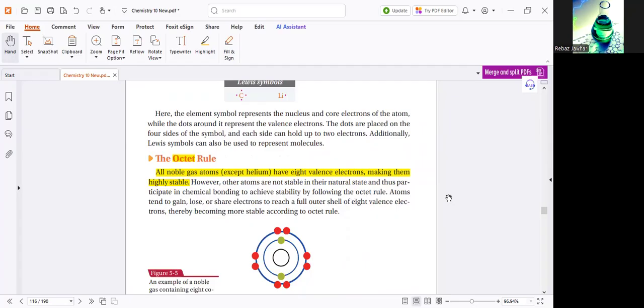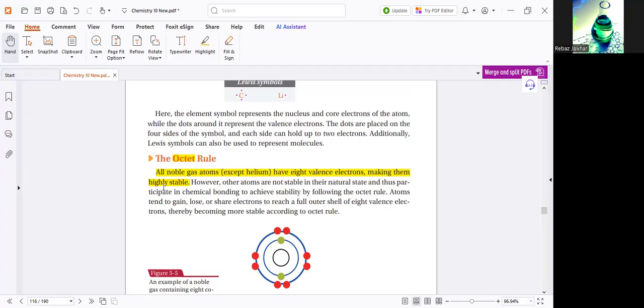What do you mean by octet? The octet comes from octa, which means 8. What do you mean by octet rule? We know that all noble gases except helium. What are the noble gases? Group 18 from the periodic table: helium, neon, argon, krypton, xenon, radon. All of them except helium, He, have 8 valence electrons. What does it mean? It means that they have 8 electrons in the outermost shell, making them highly stable.